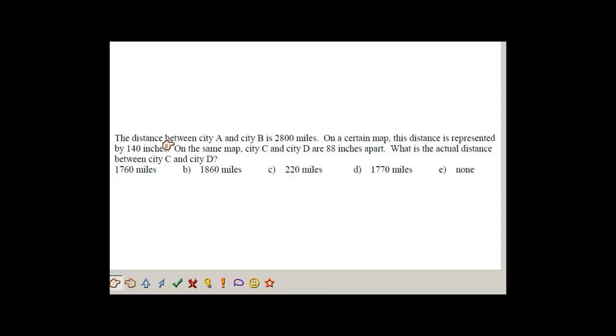The distance between city A and city B is 2,800 miles. On a certain map, this distance is represented by 140 inches. On the same map, city C and city D are 88 inches apart. What is the actual distance between city C and city D?